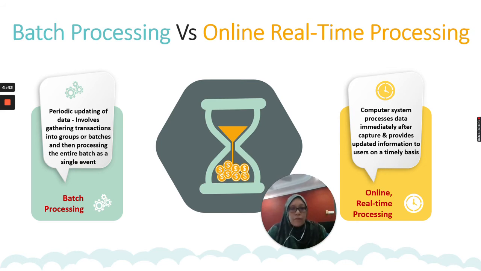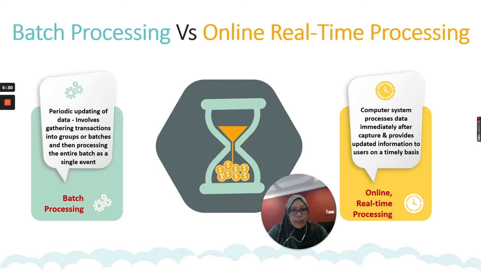And then online real-time processing. In this method of processing, each individual transaction is entered directly into the computer via the terminal as it occurs, thus ensuring the stored information is always current. This is where they process data immediately after the data is captured and provide updated information to users on a timely basis. So this is real time: when data is captured, it is immediately processed and they can immediately produce output in real time, on a timely basis. We call it online real-time processing.